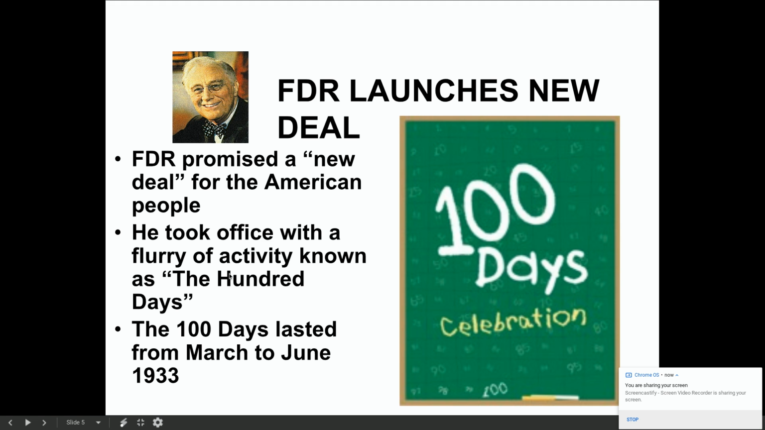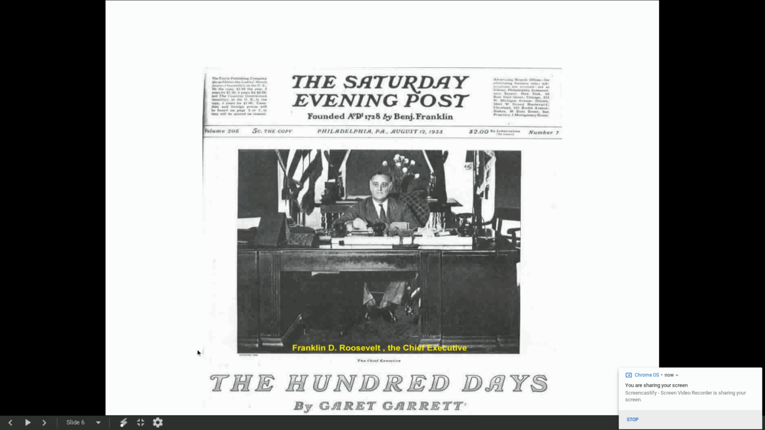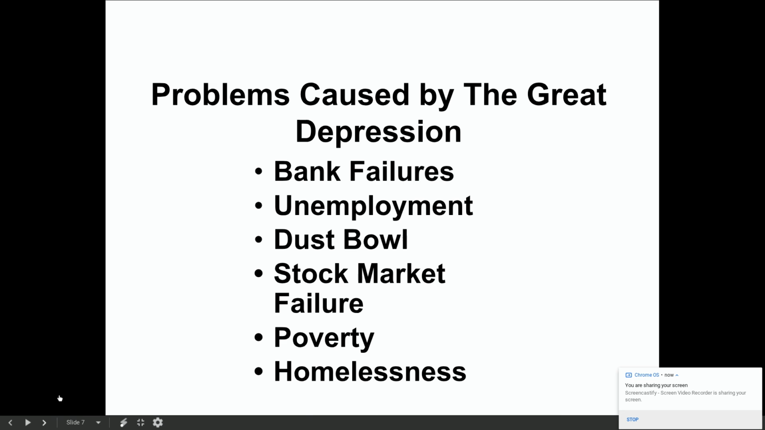He took office, like I said, and started the early activities, calling it the 100 days, the many programs that were passed within those first 100 days of being in office. The 100 days lasted from March to June of 33. And this is just an article from the Saturday Evening Post on the 100 days.